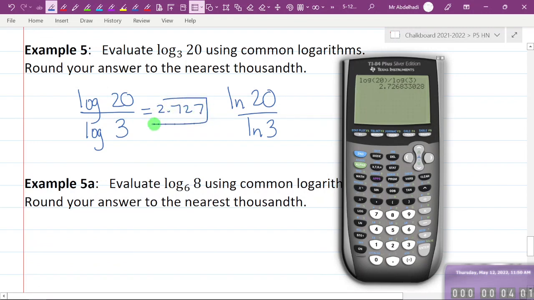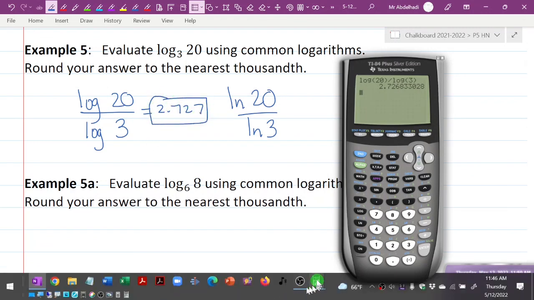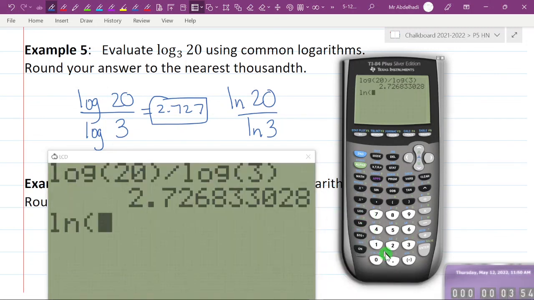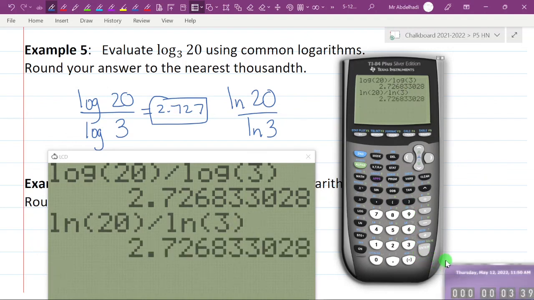Now, let me try this with the other log button, just to see if it works. Let me try using the ln button, which is down here. There's ln, okay? And if I did the same thing, ln 20 divided by ln 3, just to prove to you whatever base you choose doesn't matter, I get the exact same answer. Now, these are the only two logs that the calculator can do. If I could do log base 14, I would do it, and it would be the same answer. So change of base theorem lets you change to whatever base you want to, in this case, base 10 or base e, and it works, okay?